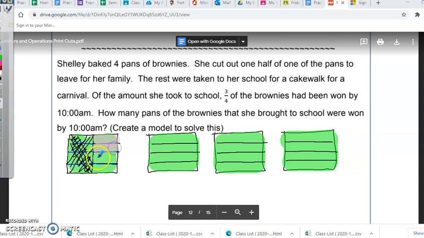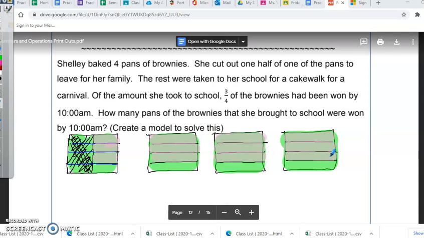So hopefully you can tell that represents 3 out of 4. I'm not shading over here because we didn't bring it. 3/4 of this pan was won, 3/4 of this pan was won, and 3/4 of this pan was won. So it says how many pans of the brownies that she brought to school were won by 10 a.m.? Remember, we started at school with 3.5 pans. 3/4 of those were won.